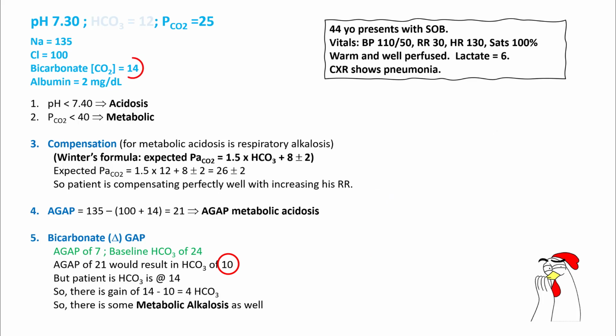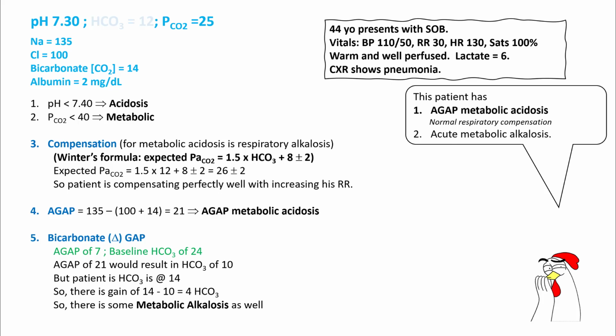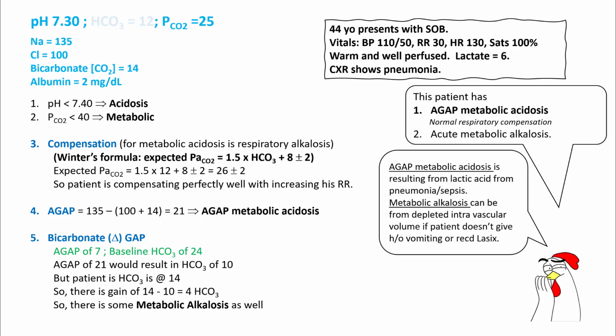But when you measure this patient's bicarb, it comes out to be 14 and not 10. So this patient must have gained 4 bicarb from some other process, which is not accounted for by the anion gap. So there is a metabolic alkalosis as well. So this patient has anion gap metabolic acidosis with normal respiratory compensation and an acute metabolic alkalosis. His anion gap metabolic acidosis is likely resulting from lactic acid production from pneumonia and sepsis. His metabolic alkalosis is possibly coming from depleted intravascular status, unless you get some history of vomiting or if the patient received Lasix in the ER.